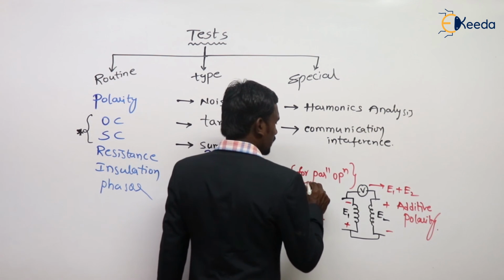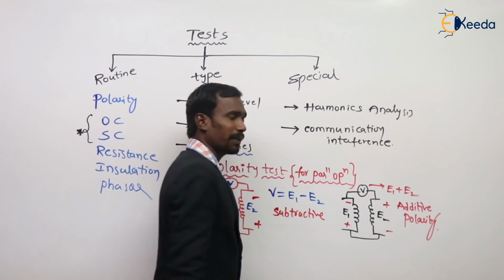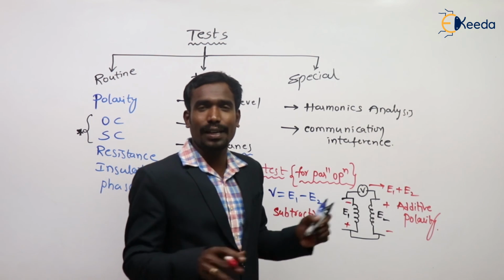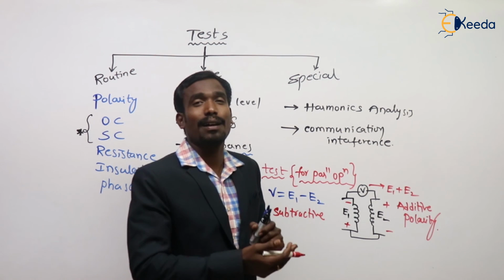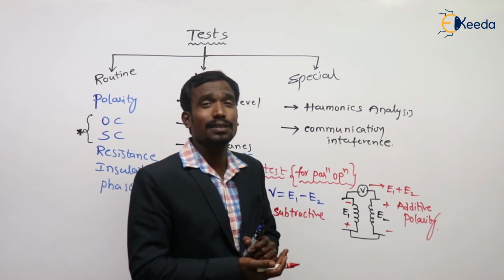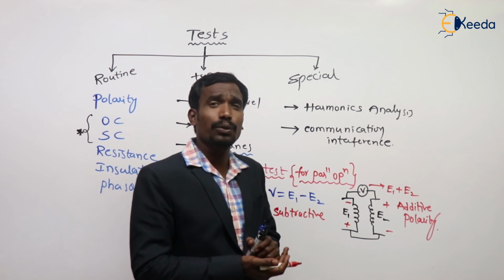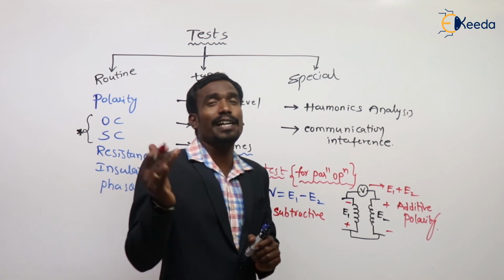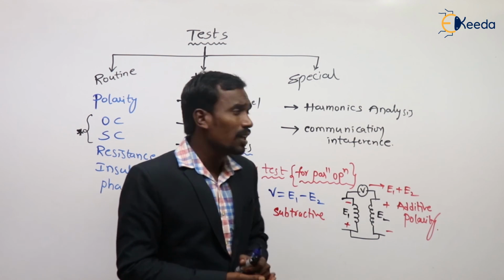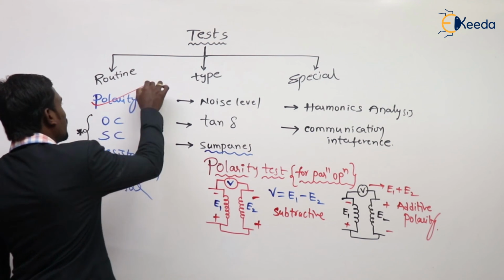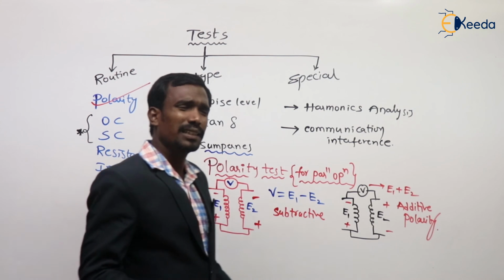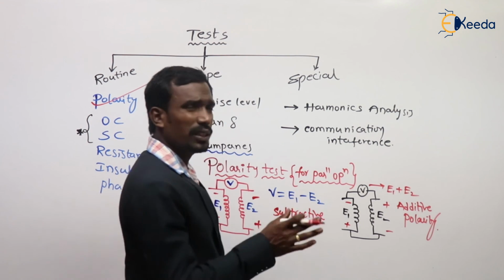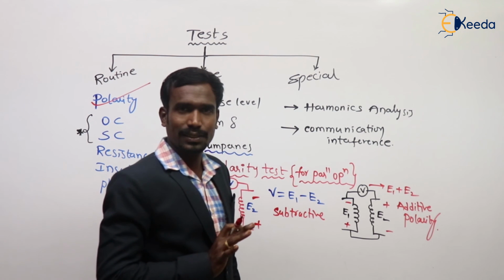Here, the polarity test is used for parallel operation. Without knowing the polarity, we can't do the parallel operation. It is hardly possible. If you do parallel operation without knowing the polarities, it leads to short circuits. This is simply the polarity test. Of course, we have a DC kick test and many other tests, but there is no need for all those. This is enough just to identify the polarities.